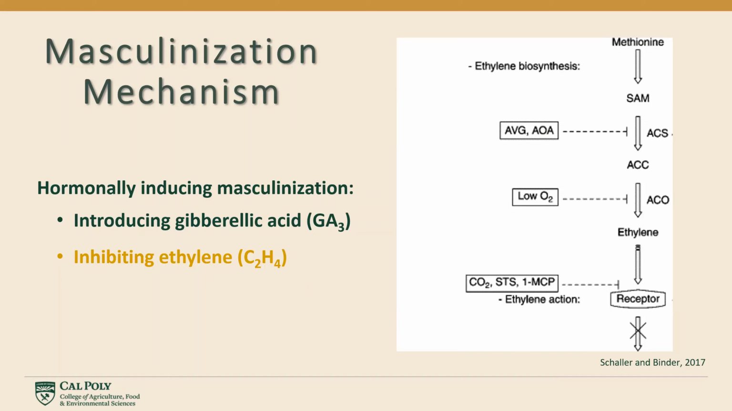On the right, we have the biosynthetic pathway of ethylene, where it starts with methionine, goes through a series of enzymatic processes, eventually leading to the production and action of ethylene, where it binds to the receptor sites, causing various hormonal processes in the plant.